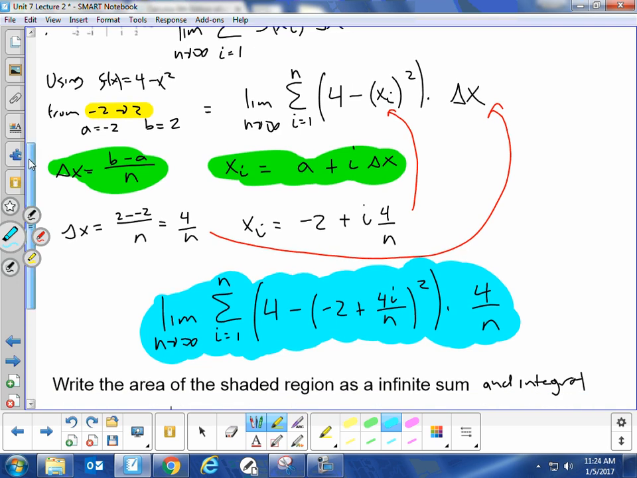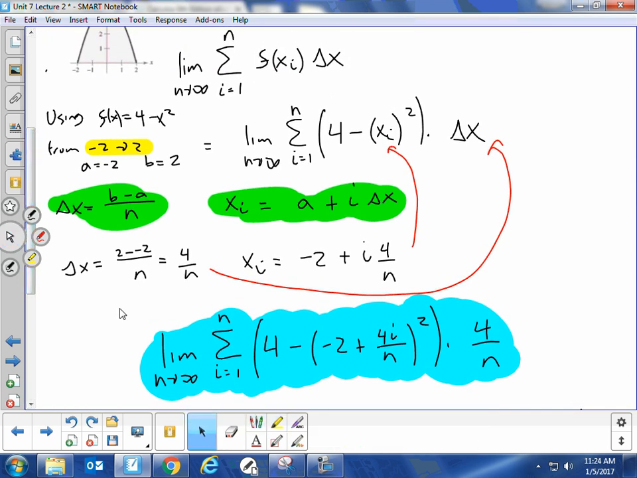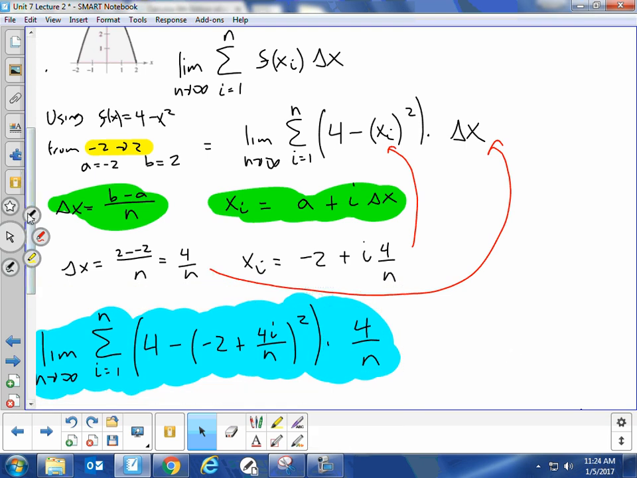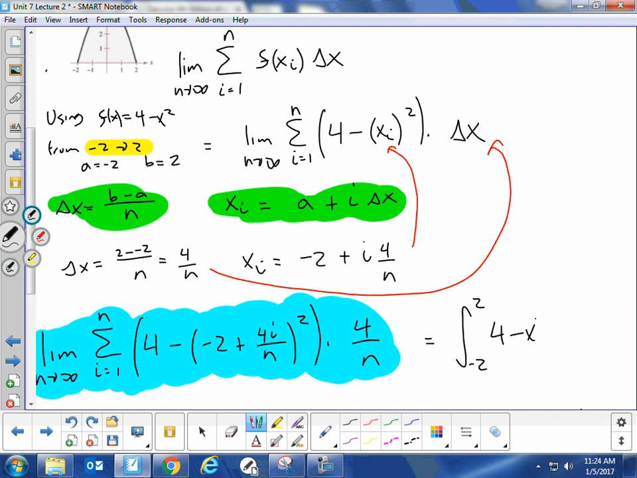Okay, so this whole thing is the same as the integral from -2 to 2 of 4 minus x squared dx. You need to be prepared to express area under a curve both ways. Okay, so let's go ahead and practice that once.